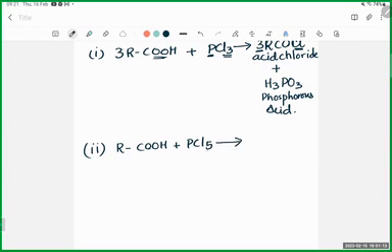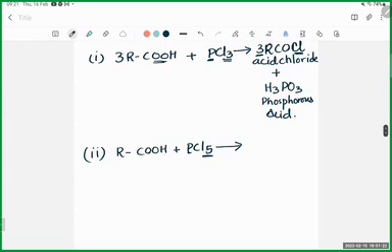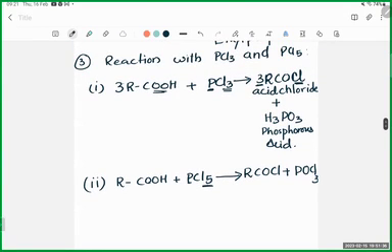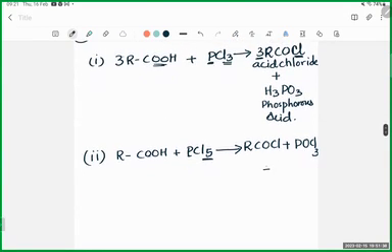In PCl5, 3 Cl will go along with POCl3, phosphorus oxychloride. 2 Cl will be equally distributed for the formation of HCl and the acetyl chloride. So look over here, RCOCl as usual, this product will be produced. But here the next product is phosphorus oxychloride, which is quite different from phosphorus trichloride. And as the byproduct, we get HCl.